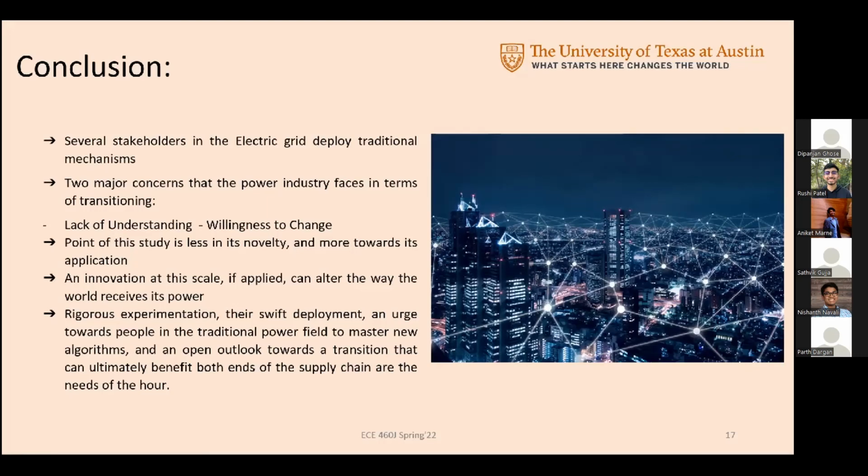Two major concerns that the power industry faces in terms of transitioning into a data science-based methodology are the lack of understanding and the willingness to change. Deep learning is a sophisticated subject that many people who have been constantly working in the power industry are not familiar with. Rigorous experimentation, swift deployment, an urge towards people in the traditional power field to master new algorithms, and an open outlook towards a transition that can ultimately benefit both ends of the supply chain are the needs of the hour.